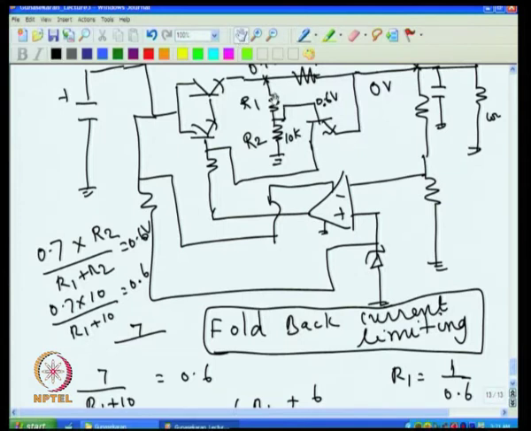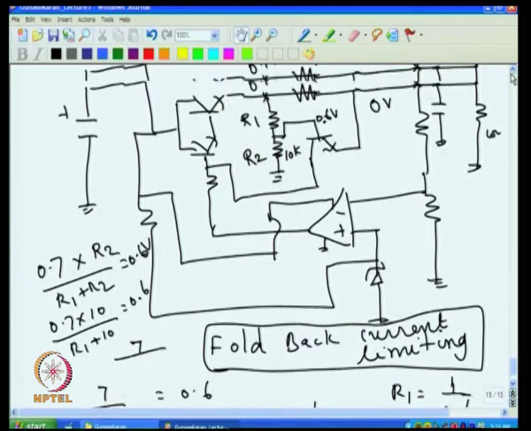So, if I put 0.5K here, then 0.7 volt here will give me 0.6 here, and that will limit the current. That means, under short circuit condition, when 0.7 ampere is flowing through this, you will get 0.7 here, and then 0.6 volt here, and the current limiting will take place at that time. That means, at 0.7 ampere current limiting will be taking place.